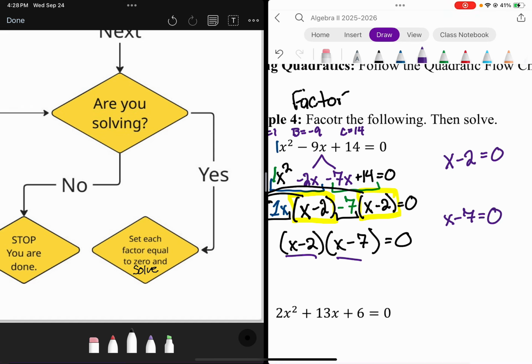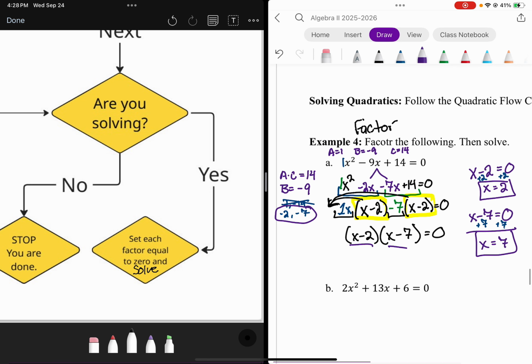We're going to solve each equation, so we'll add 2 to both sides. Make sure you're using inverse operations here. That is a common mistake that people do, and then they get the wrong sign on their answer. Same thing for the next one, inverse operations, add 7 to both sides, and we get our second answer of x equals 7. That would be the end of this problem when we're factoring by splitting.